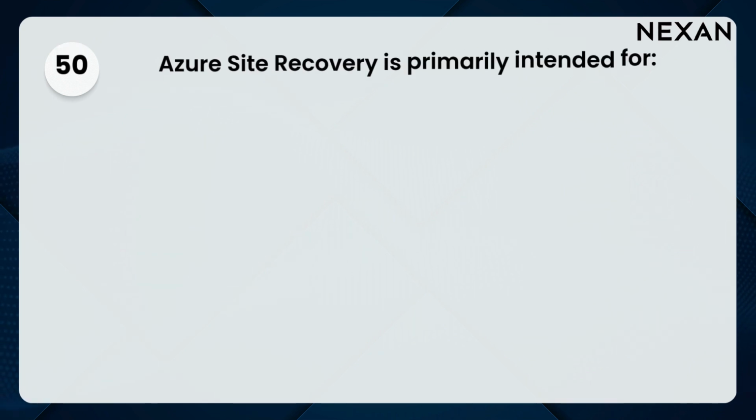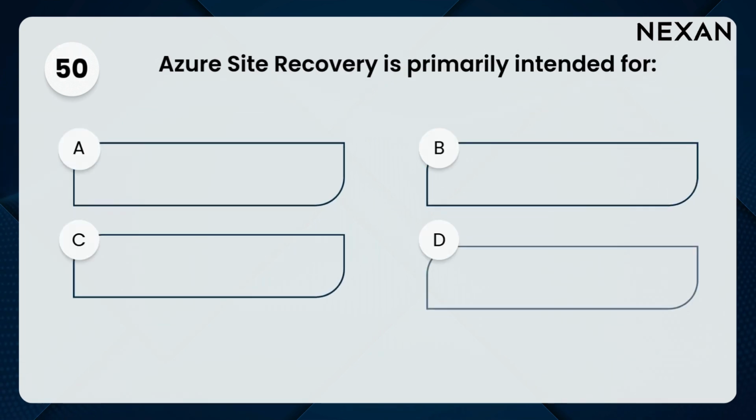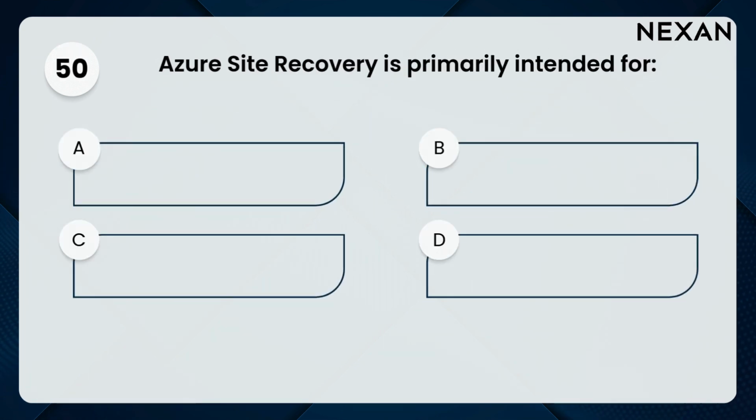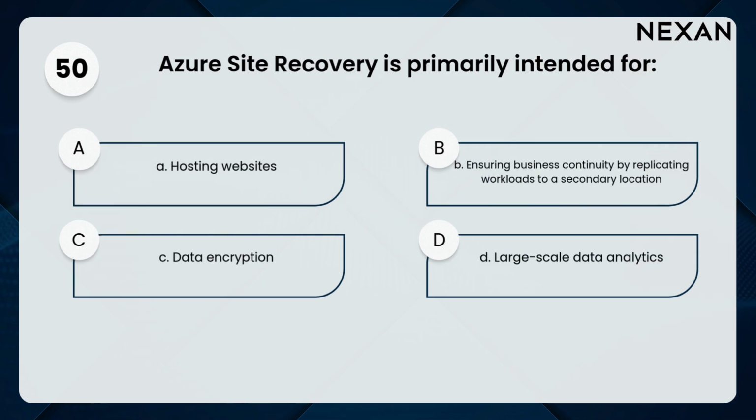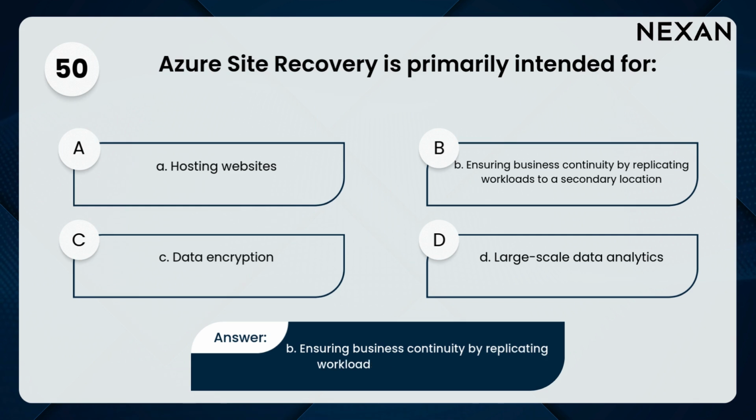50. Azure Site Recovery is primarily intended for A, hosting websites, B, ensuring business continuity by replicating workloads to a secondary location, C, data encryption, D, large-scale data analytics. Answer: B, ensuring business continuity by replicating workloads to a secondary location.